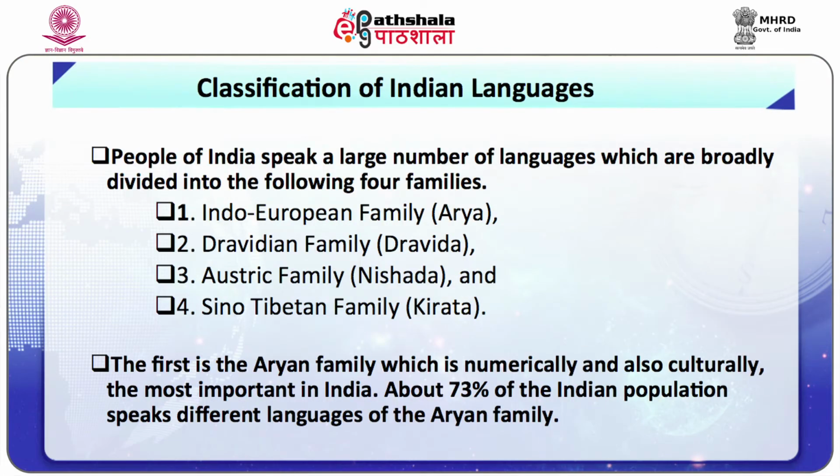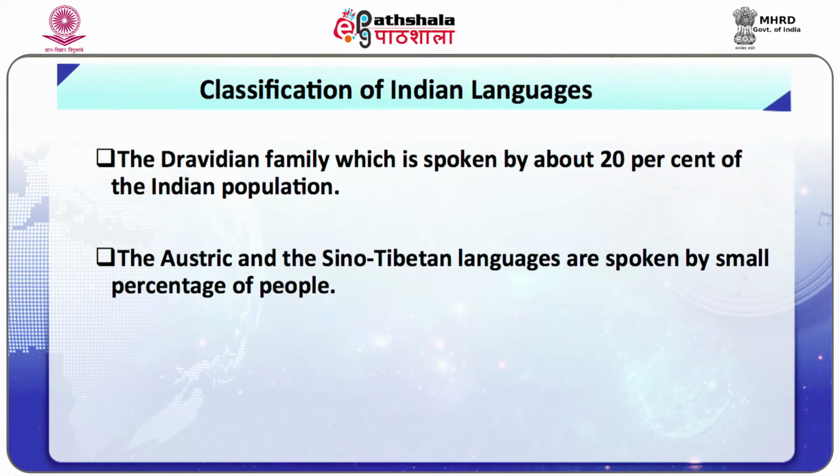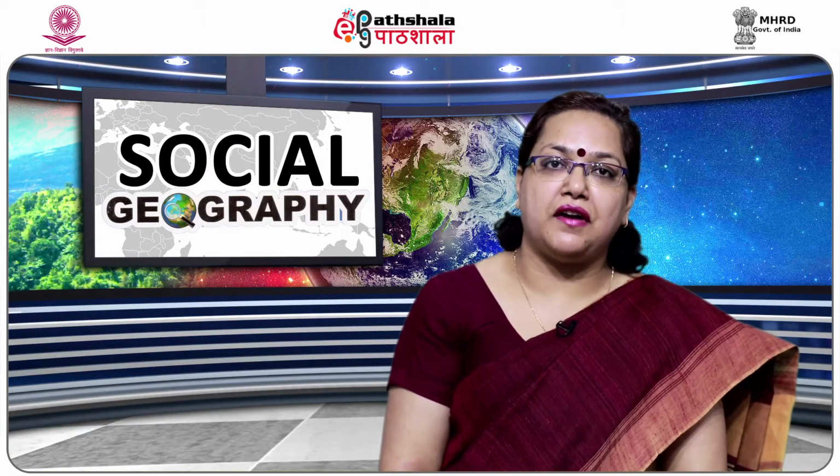We start with the Indo-European family, which is called Aryan. The second one is the Dravidian family called Dravida. The third is the Austric family called Nishada. And the fourth is the Sino-Tibetan family called Kirata. The most important family in India is the Aryan family, both numerically as well as culturally. Nearly 73% of the population in India either speaks a language or dialect belonging to this family. Nearly 20% of the population speaks languages of the Dravidian family. A very small percentage of the population speaks the languages and dialects belonging to either the Austric or the Sino-Tibetan family. Now we'll discuss each of these families in detail.